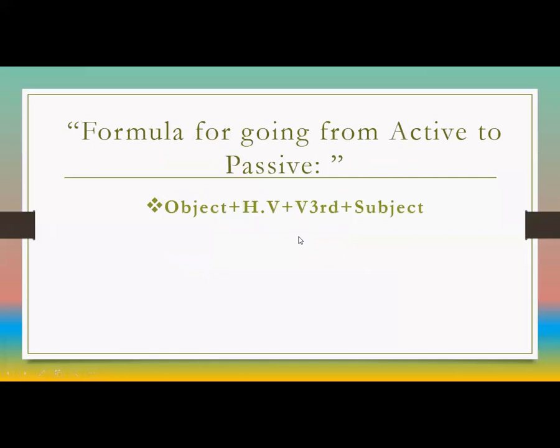Moving forward, you must learn this formula permanently for going from any active to passive. An easy trick to learn this formula is to repeat it again and again. Object plus helping verb plus verb third form plus subject. Repeat again. This way will help you to learn this formula.